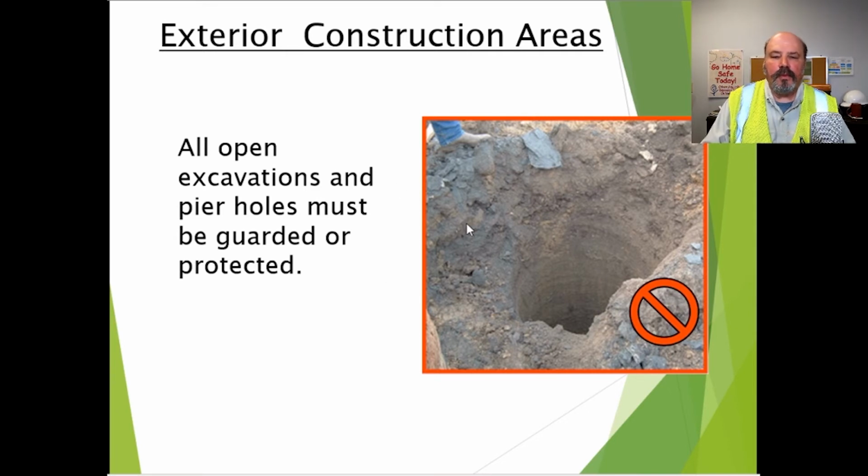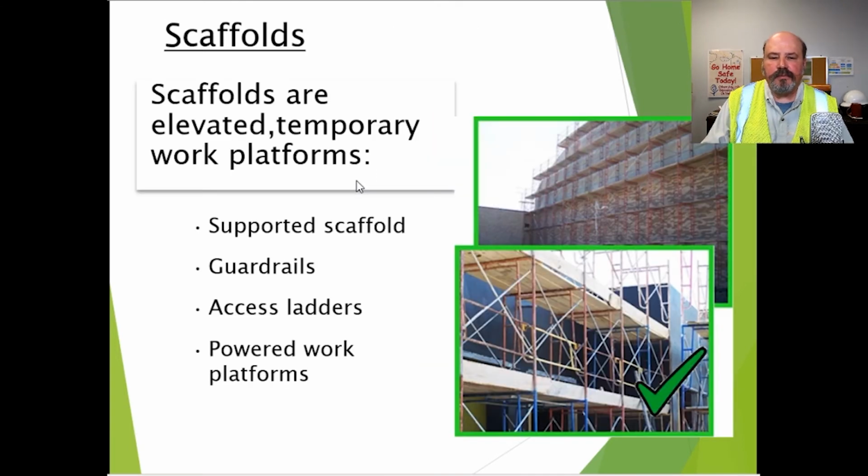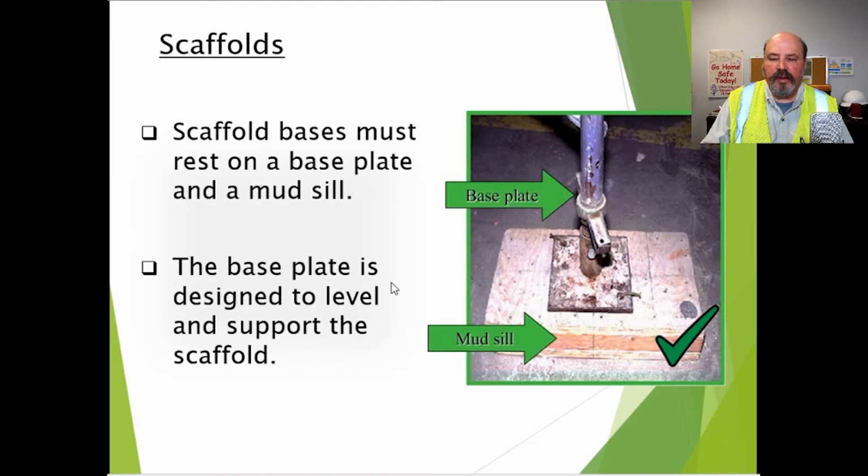Here's an open hole. All open excavation and pier holes must be guarded or protected. And then we have some scaffolding. We see here in the bottom that this scaffolding is properly constructed. And then you have supported scaffold with guardrails, an access ladder, and then we also have a thing called powered work platforms. That would be boom lifts, scissor lifts, things like that.